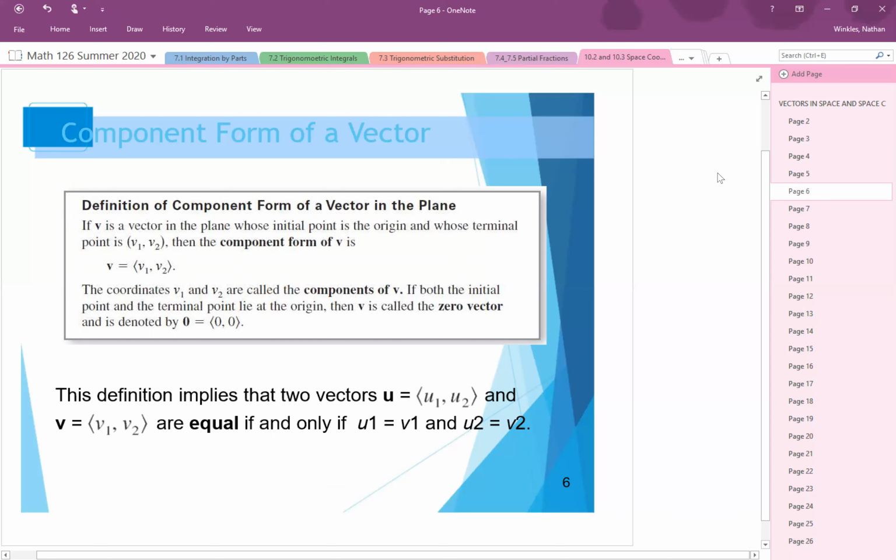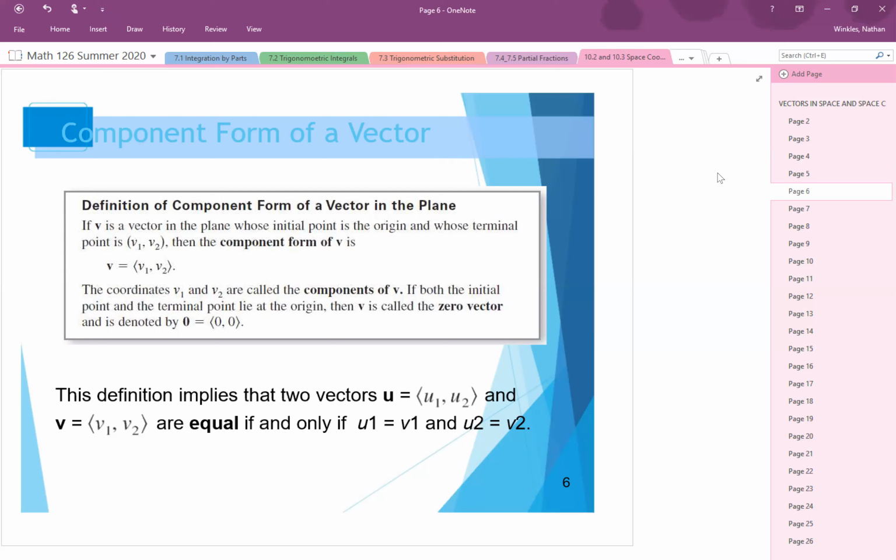So we're going to have component forms of our vectors. So v would be denoted by v1, v2. v1 and v2 are called the components of our vector v. If both the initial point and the terminal point lie at the origin, then v is called the zero vector, denoted by a boldfaced 0, which is equal to 0, 0.